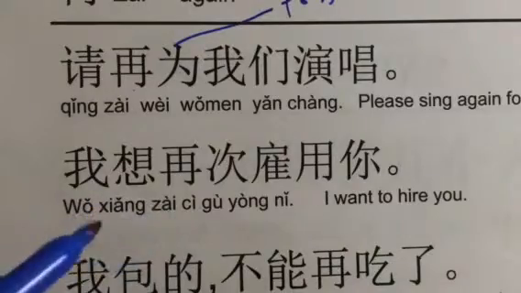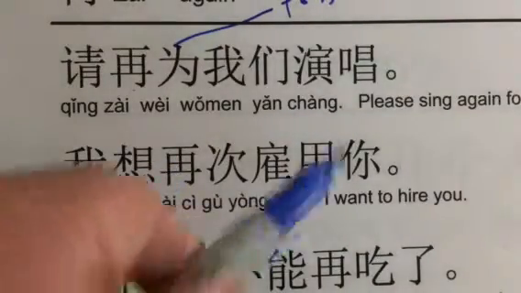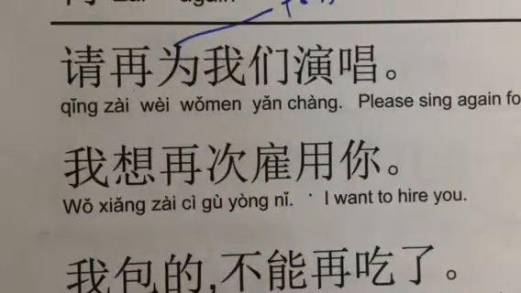Our next sentence structure is, where is the zai character? Our zai character is right here. It is at the end of the sentence. Now let's go ahead and read our sentence.